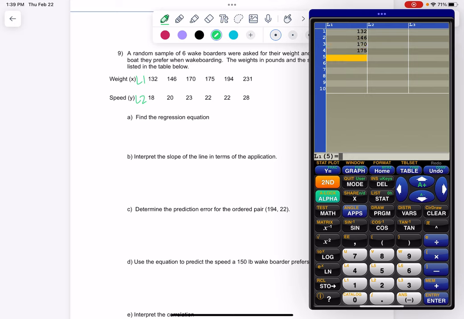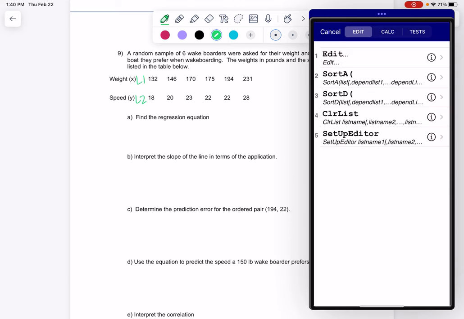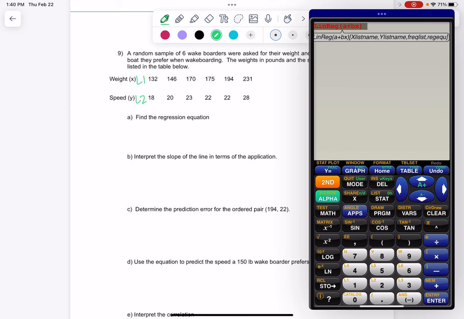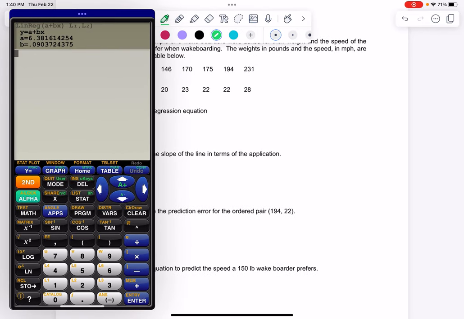So we have 6 data values. Then enter the y's. Go ahead and do regression if you remember how to do it. If there are repeats, they still matter because they're 2 different points. So we go to calc, we're going to go down to 8. It's 9 on this one, but it's 8 probably on the one you're using. And we'll tell it to look at L1 and L2. It's a plus bx, we like that order better. And we get a regression equation.